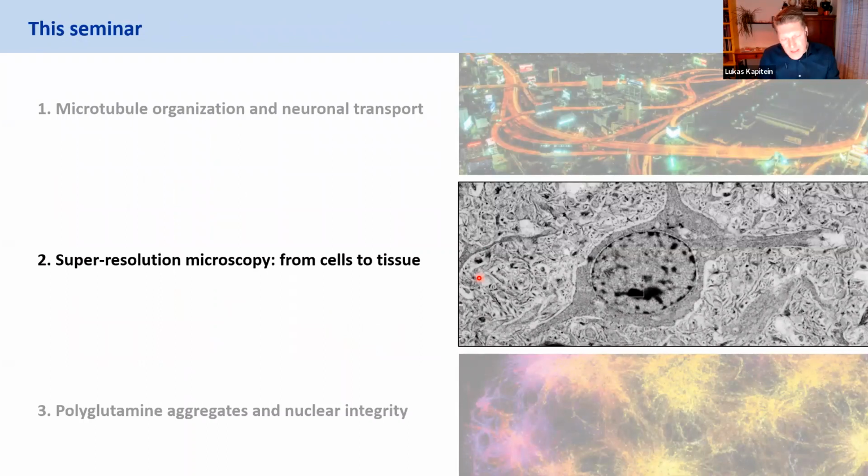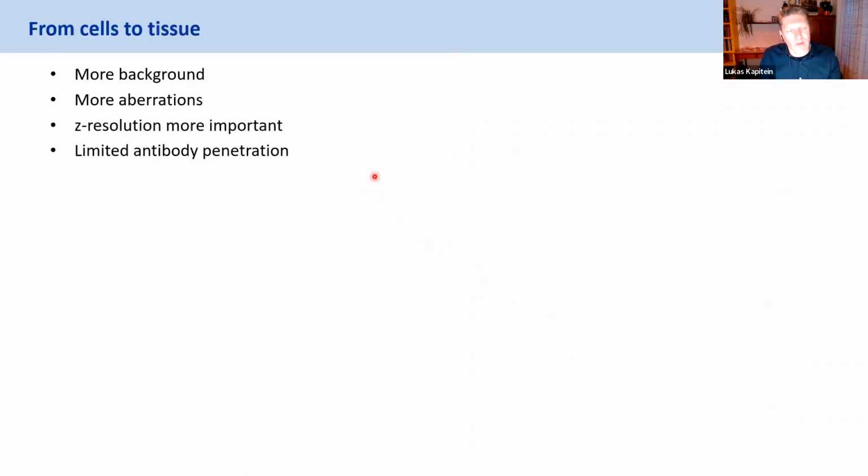But this is so far all done on cultured cells, cultured on glass, which of course is quite an artificial system. And if we really want to understand neuronal organization of tissue and also perhaps how this is altered in models for neurodegeneration, we really need to move more towards tissue. And so if you want to move from cells to tissue, you have a number of problems. You have much more background. The tissue is much more scattering, and so the wavefront is aberrated. So your quality of imaging is less precise.